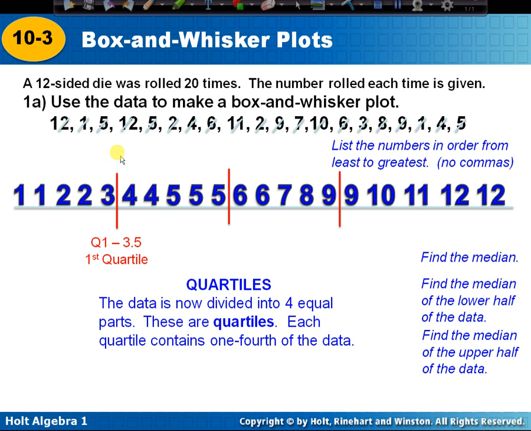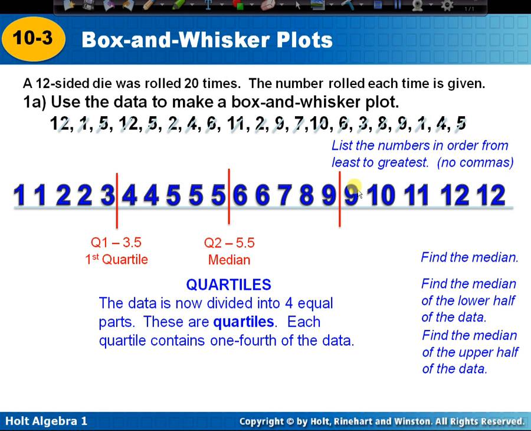This one right here, where we find the lower median, is going to be our Q1, and that's going to be 3.5. Since it's not actually at a number, we have to take the 3 and the 4, add them, and divide by 2, and that gives us 3.5 for Q1. 5 and 6, again, we're going to add them and divide by 2, and that gives us 5.5.